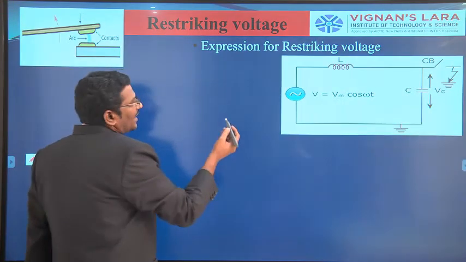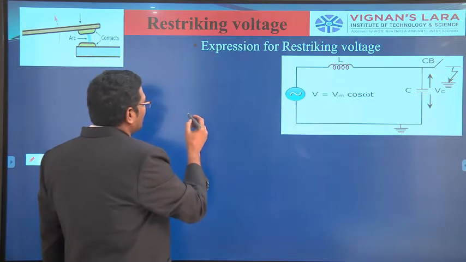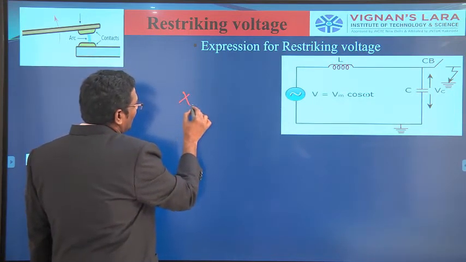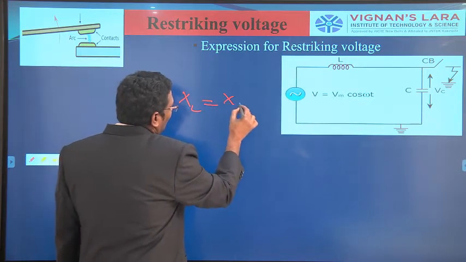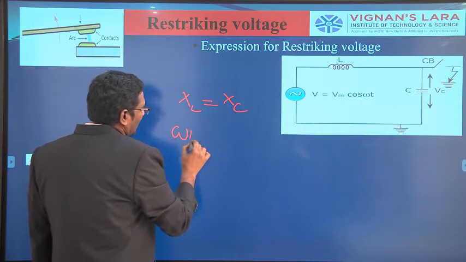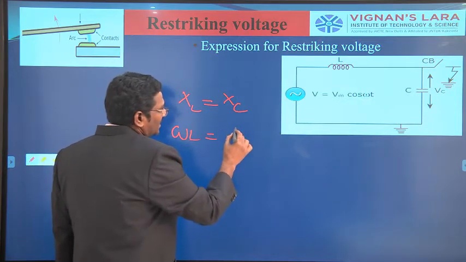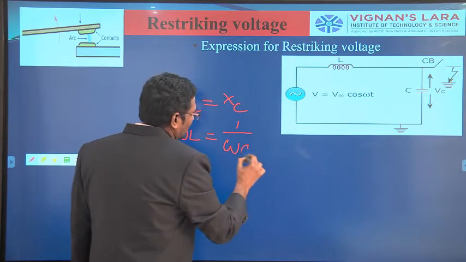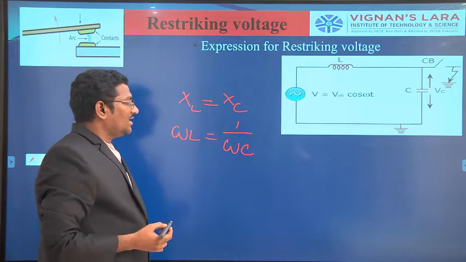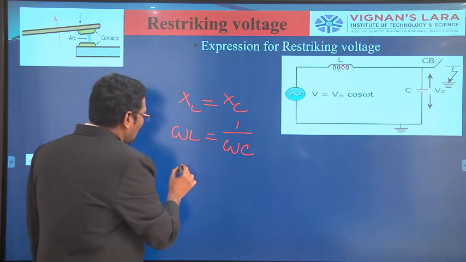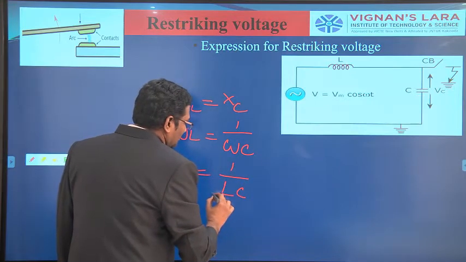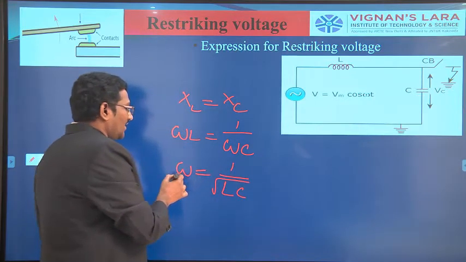the oscillation takes place when XL is equal to XC. Let me write down XL equal to XC. XL is nothing but omega L, that is equal to XC, which is nothing but 1 by omega C. From this we get the frequency of oscillation in radian per second, that is omega is equal to 1 by square root LC. So this is the frequency of oscillations.